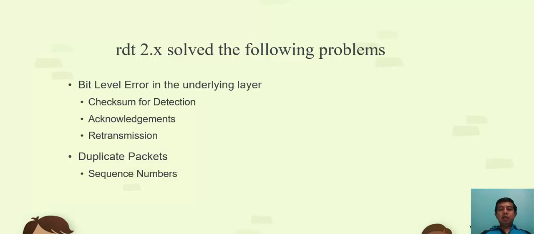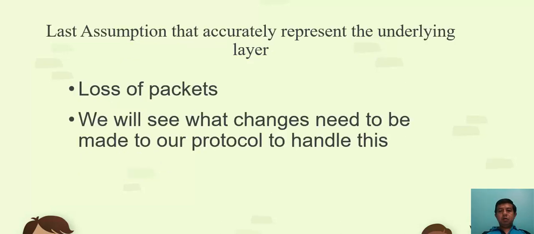Version 2 also handled the issue of duplicate packets. If an acknowledgement itself was corrupted, then due to the retransmission of packets, it would be difficult for the receiver side to distinguish between new packets and old packets, and to solve those problems, a new concept of sequence numbers was used. So today we'll see our final version of our reliable data transfer protocol.